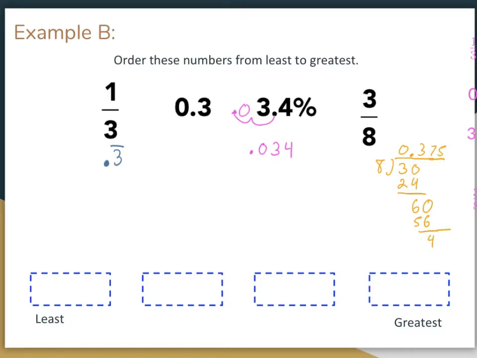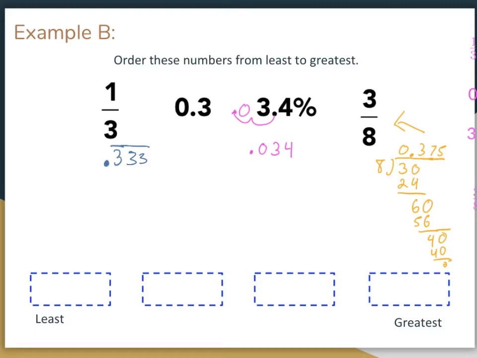Then it goes in there 5 times to 40, and I end up with 0. So I've got 0.375 for my 3/8. So now that I have everything converted into decimals, I can figure out which one has the least amount of value. So looking at all of my numbers, I'm going to take a look at their first place value.